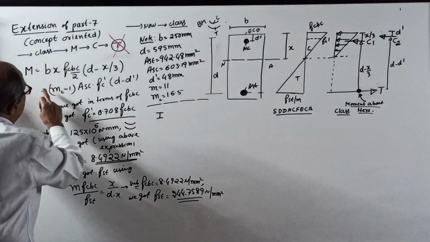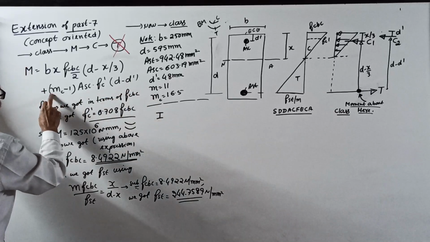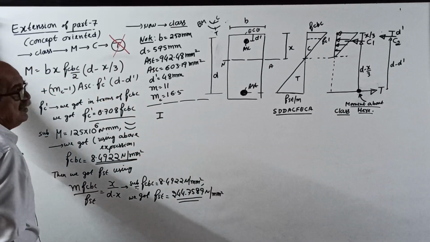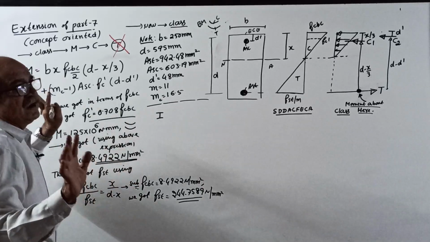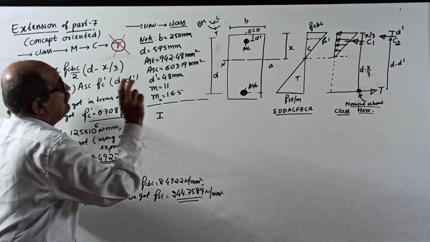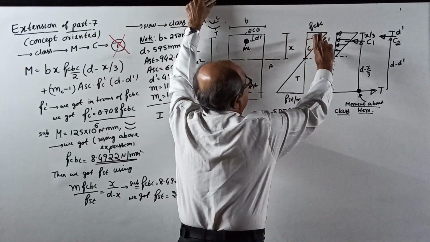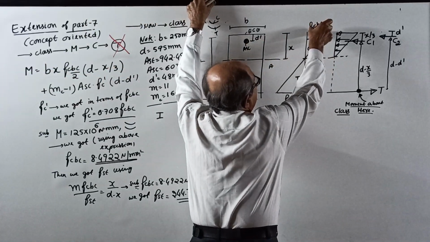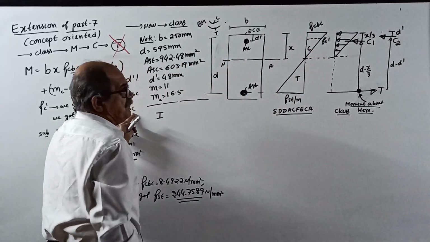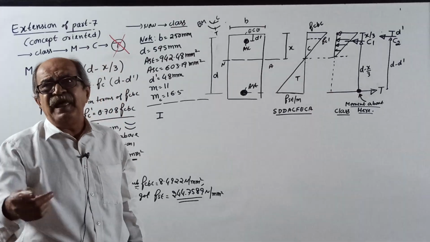Now, in doubly reinforced, extra terms are there: (mc minus 1) Asc fc dash into (d minus d dash). What is fc dash? That fc dash we got in terms of fcbc: fc dash divided by (x minus d dash) equal to fcbc by x. We got fc dash as 0.708 fcbc. This all you had referred last time in class.